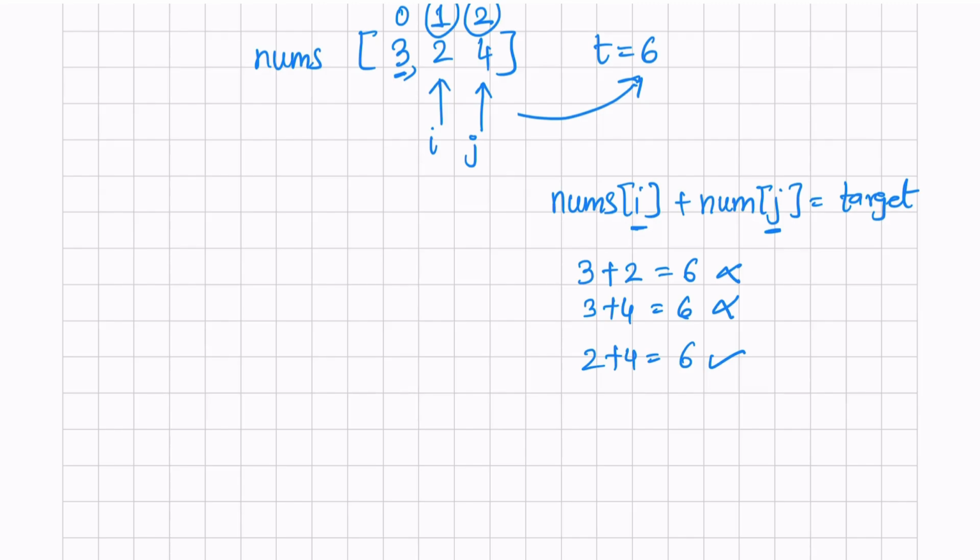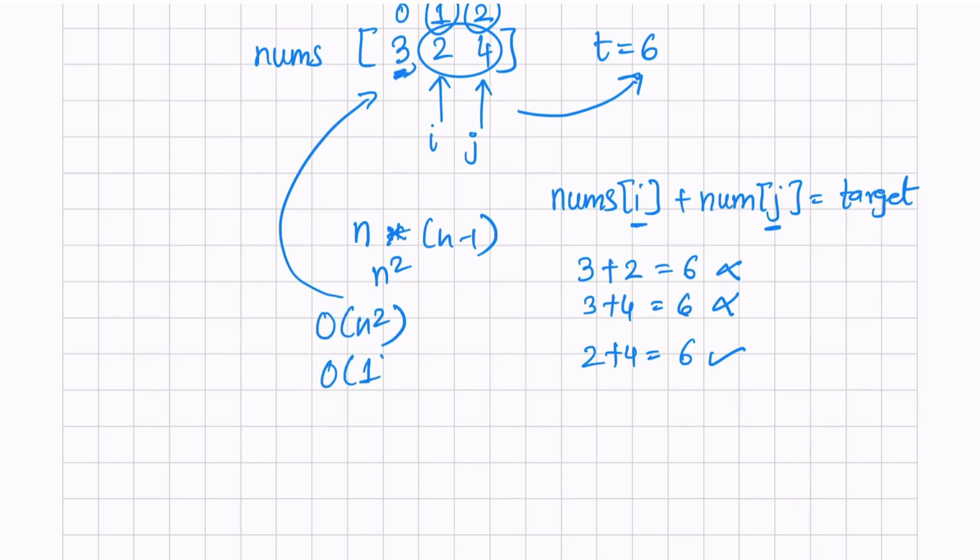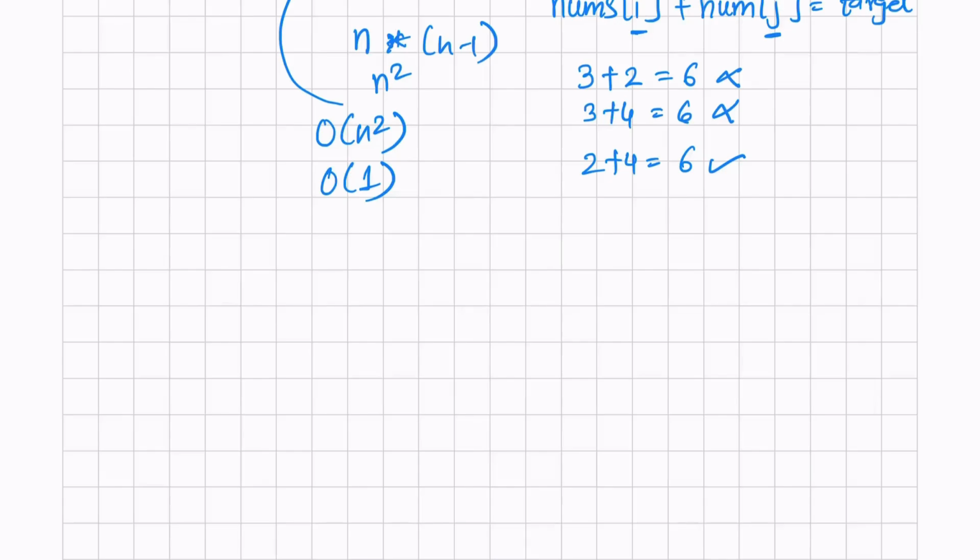Again, if you think about it, for every number, you have to look at every other number in the array. So basically, for every number n, you end up looking at every other number, which is equal to n minus 1. And this ends up being n square. So the time complexity of this function is going to be big O n square. And we don't use up space, so space will be big O 1. So the next logical question to ask is, okay, can we do better than big O n square? Is there a linear solution out there waiting for us? And the answer is yes.